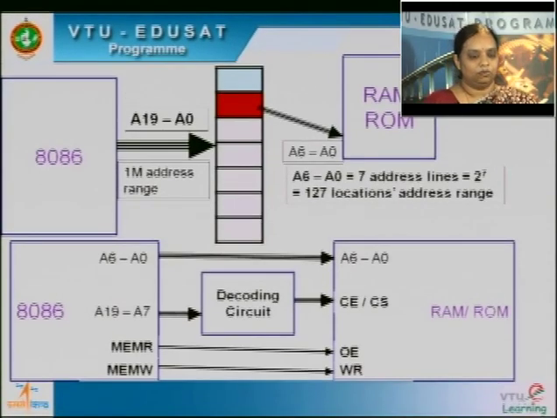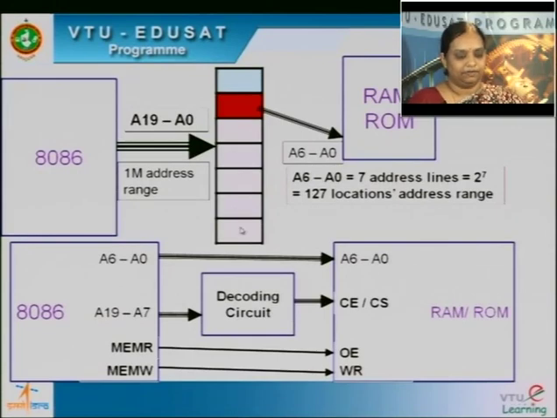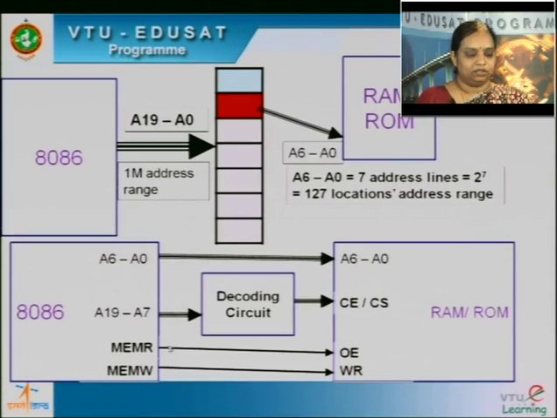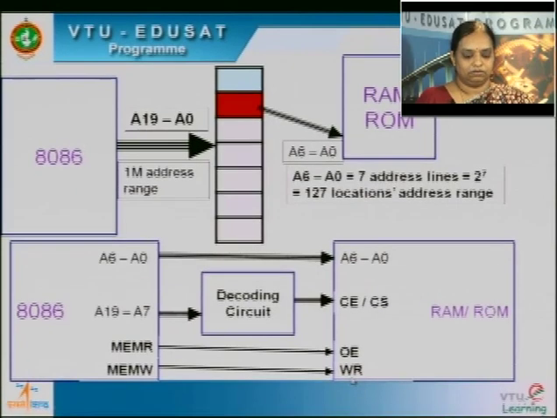And how do we go about this memory address decoding? We generally use a decoding circuit, and the required address lines A0 to A6 are directly connected to the RAM or ROM. And we have the control signals. The two control signals are OE and WR. OE is output enable, or read. So we connect the memory read signal from 8086 to the OE, then the memory write signal to WR.